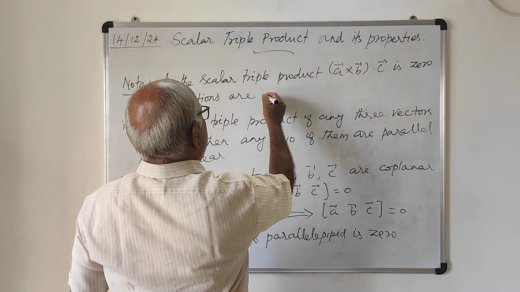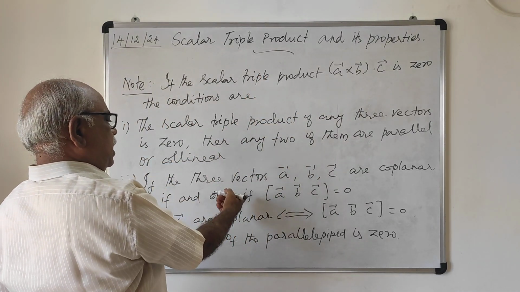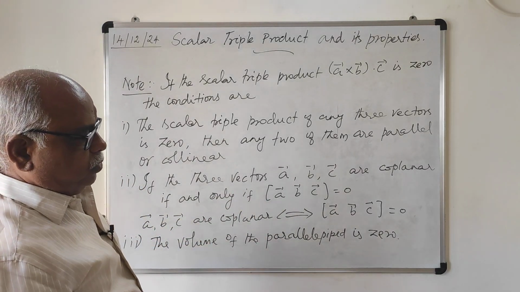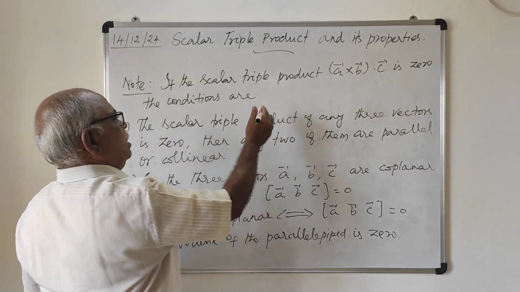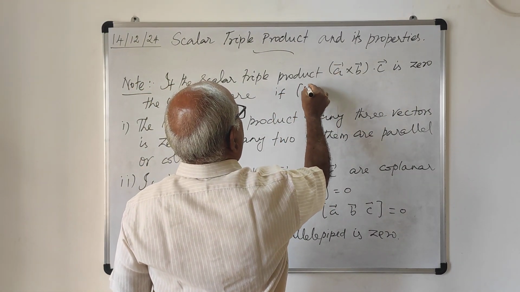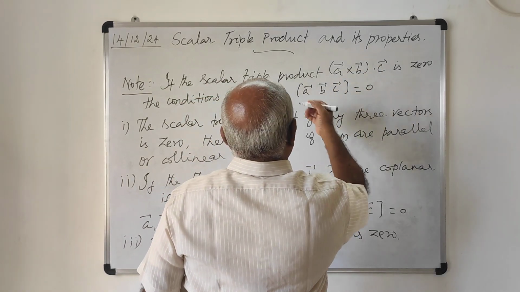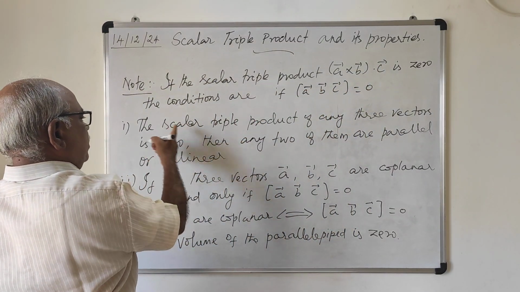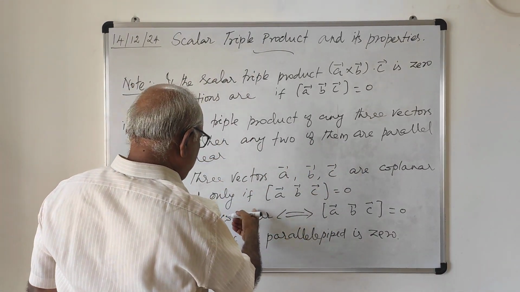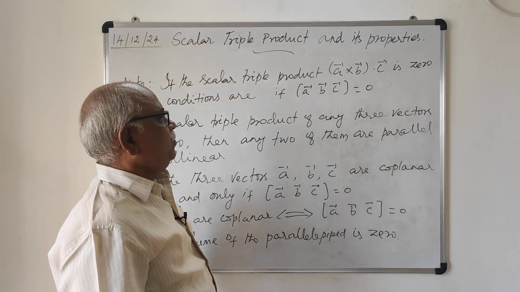If the box product A, B, C, or A cross B dot C, is 0, we can find that any two of them are parallel or collinear, the three vectors are coplanar, and the volume of the parallelepiped is 0. Those are the conditions we can infer.